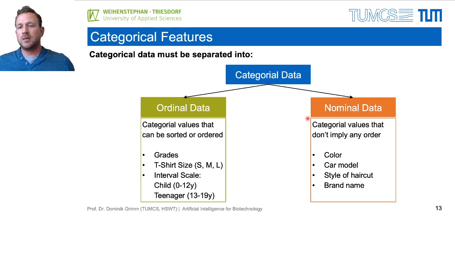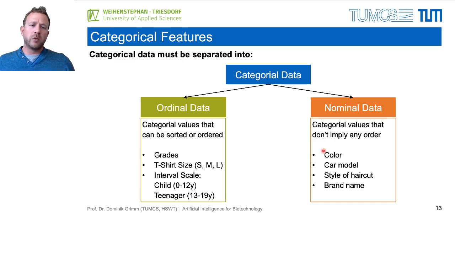Nominal data, in contrast to ordinal data, is data where we can't imply any order based on the values we are provided. And this is, for example, color. It could be that we have a feature vector, and in one column we only get strings which tell me green, red, blue, or whatever. So these are different categories, and we just can't assign them any numbers because there is no order for it. Or a car model, or the style of a haircut. These might be categories, but there is no order.